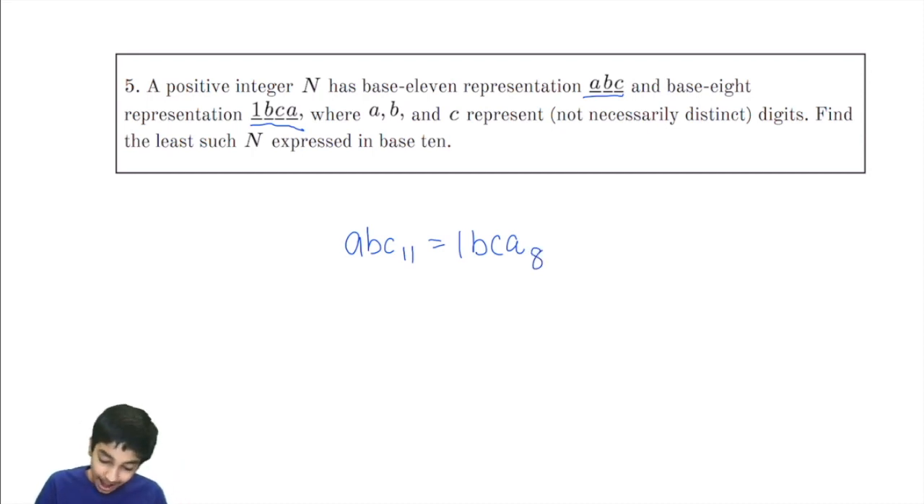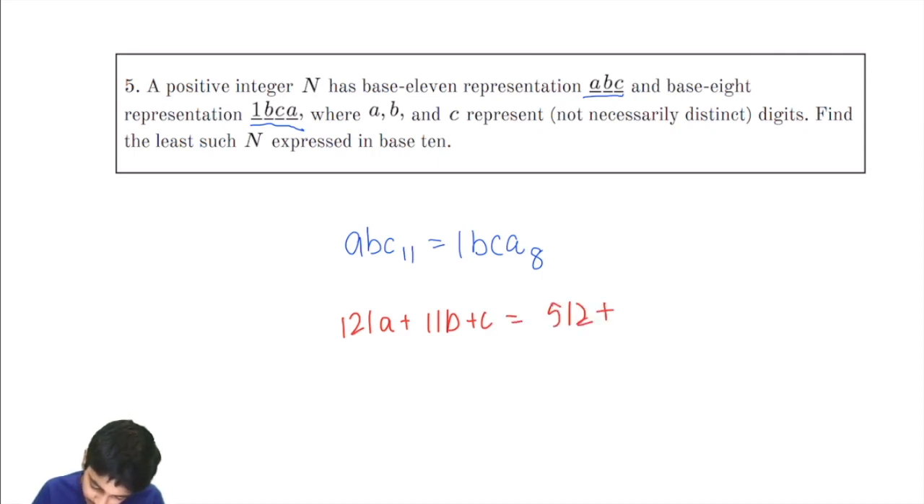Your idea is you want to simplify this, because dealing with base 8 and base 11 is very hard, especially when you have these weird variables inserted here. BCA and ABC, we're swapping the digits around. So let's just see what this is in base 10. This is going to be 121a, 11 squared times a, plus 11 times b, plus c. And this is going to be 8 cubed, so 512, plus 64b, plus 8c, plus a. So now what can we do?